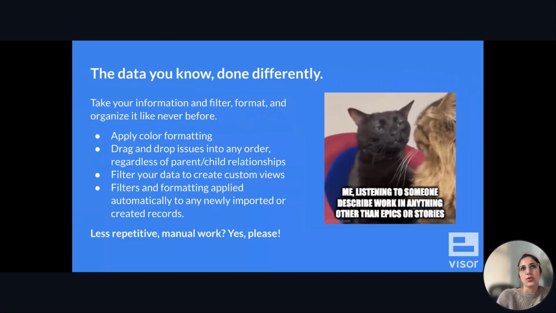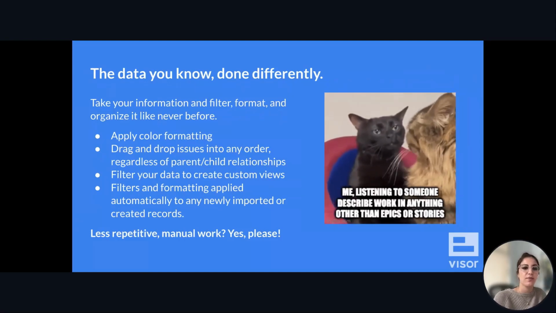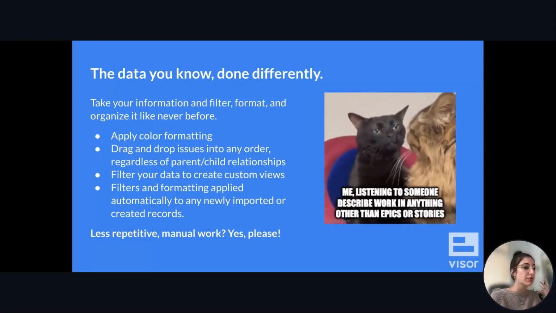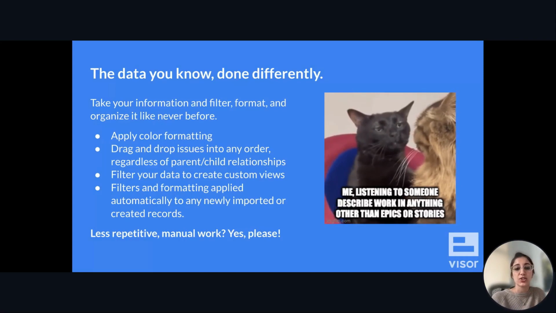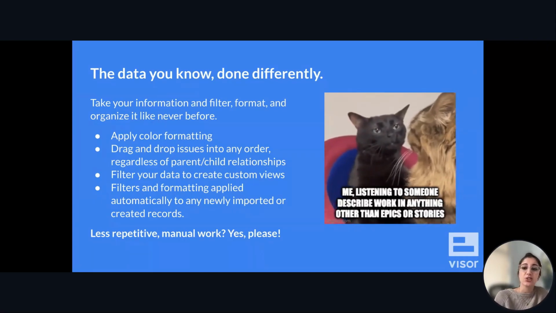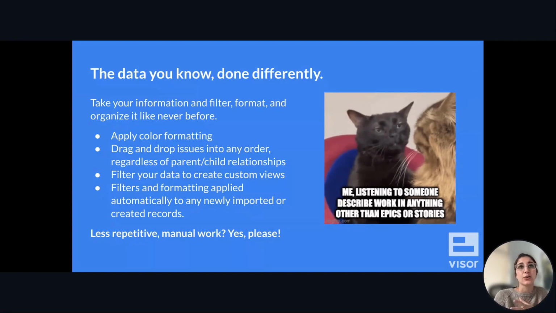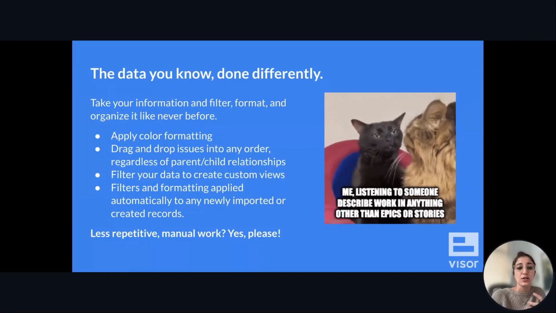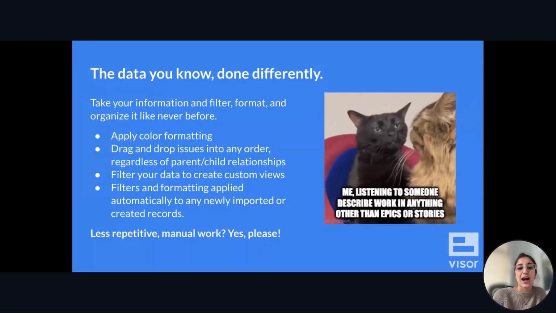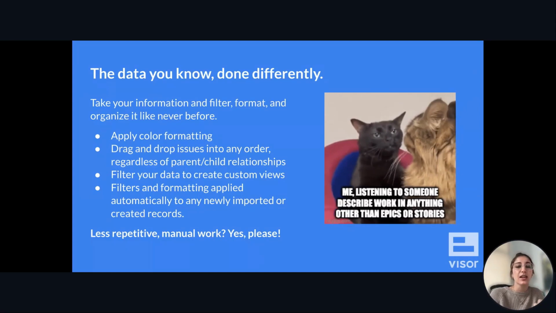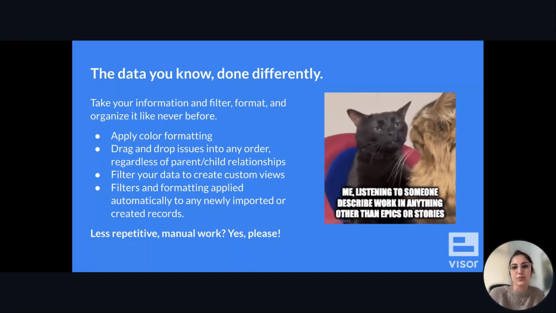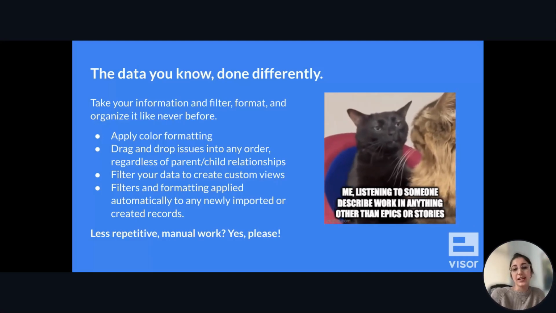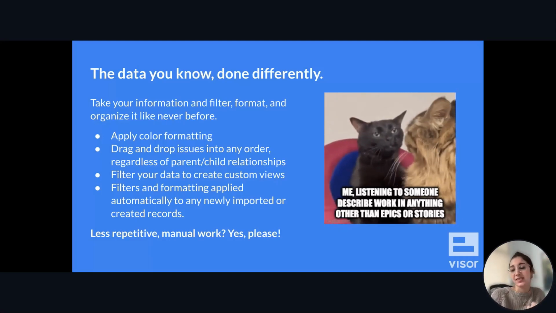So it's the data done differently. You can take your information, filter, format, and organize it like never before. So you can take this information, you can apply color formatting, you can drag and drop your issues into any order, regardless of the parent-child relationships. You can completely ignore nesting or Jira hierarchy if you want to. You can filter your data to create custom views. You can filter and format to have any newly imported or created records already done. It's not something like Excel, where you bring something in and then you have to reformat that line. It's less repetitive, it's less manual work, and you can really customize the things that people want to see.